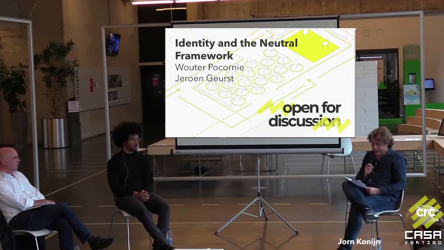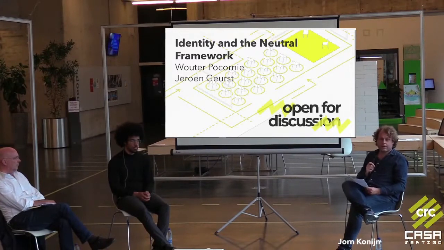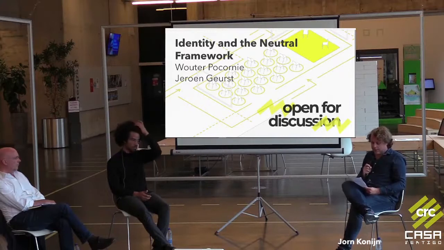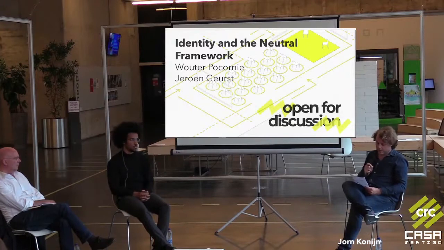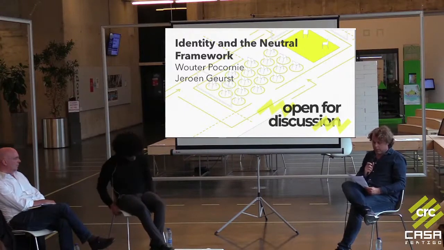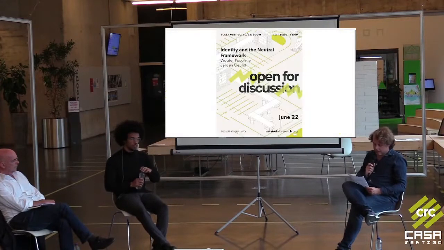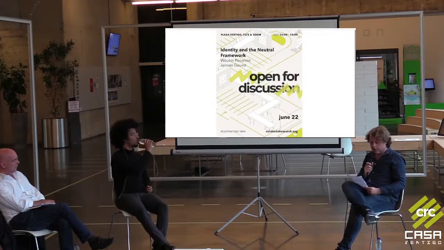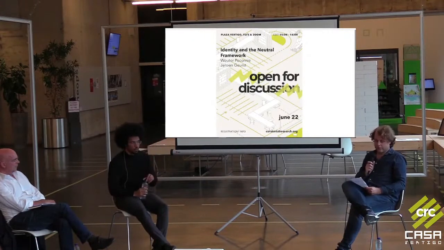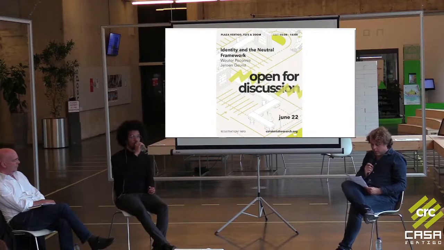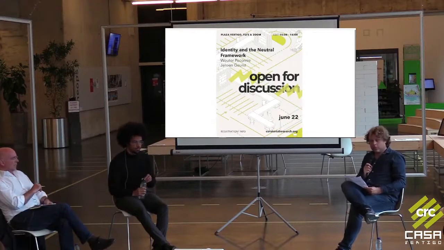My name is Jorn Konijn. I am a doctoral researcher operating within the Curatorial Research Collective here at TUE. In this series, we attempt to critically engage with the persistent problem architecture has with diversity and representation. Over the past several weeks, and with a very diverse group of guest speakers, we have explored how problems with diversity and representation have manifested, and in certain cases, how they were dealt with in the context of architectural education and within the architectural profession. Today, we'll be exploring the subject of identity and the neutral framework.